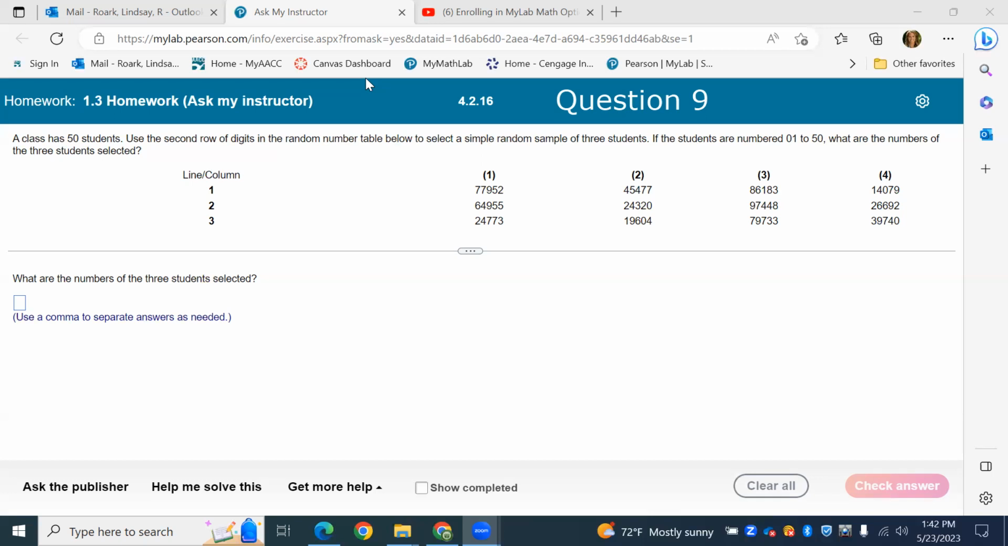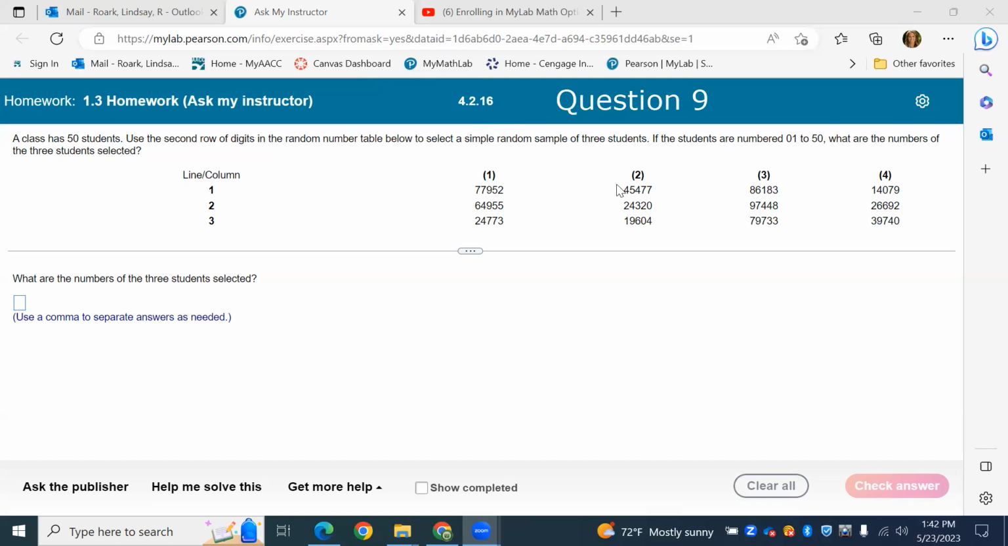So question 9 from the 1.3 homework says, a class has 50 students. Use the second row of digits in the random number table below to select a simple random sample of 3 students. If the students are numbered 1 to 50, notice that says 01 to 50, what are the numbers of the 3 students selected?